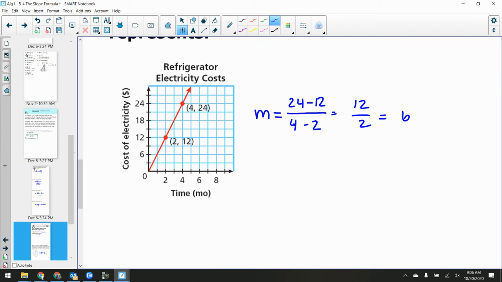Now, what does that represent? 6. What does that value represent? It's the slope, but what is the slope? It's a combination of the two, right? It's a combination of cost and time. Remember, you can always think about slope as change in the dependent variable versus change in the independent variable. Change in y values, money per time, right? Money per, actually it's month, right?